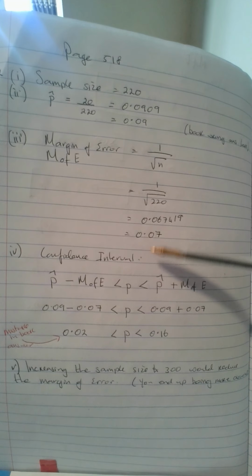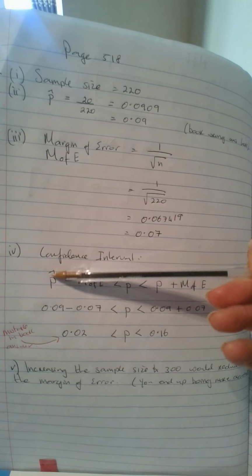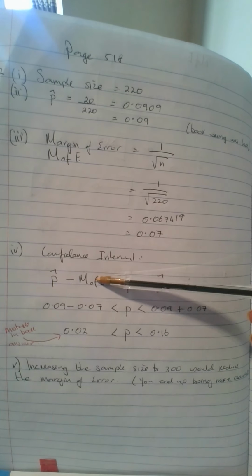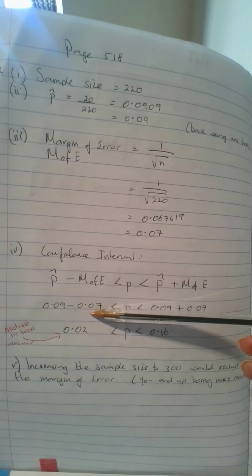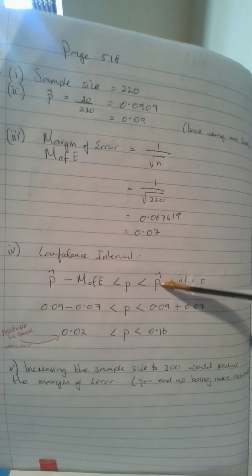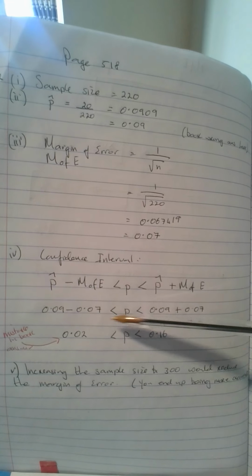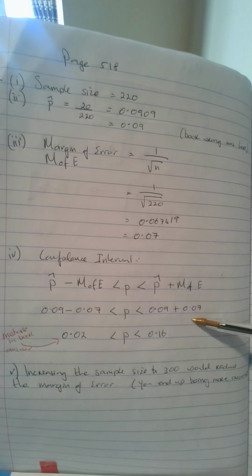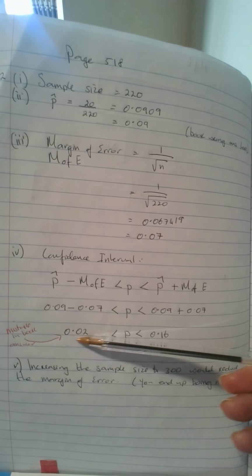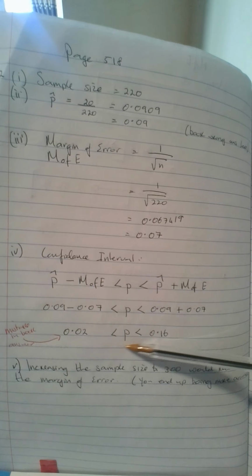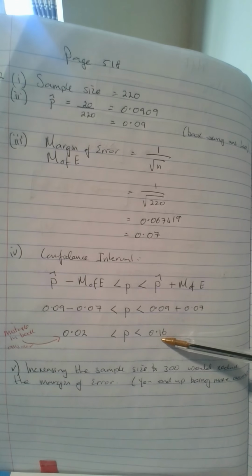So p hash you've already worked out from up here. P hash is 0.09. So I'm going to put my p hash in there. My margin of error I've worked out here, 0.07. So I'm going to pop that in there. And over on this side, again, p hash 0.09. This time I'm plussing the margin of error. So just make those calculations with your calculator and you get a confidence interval of 0.02 is less than p and p is less than 0.16.